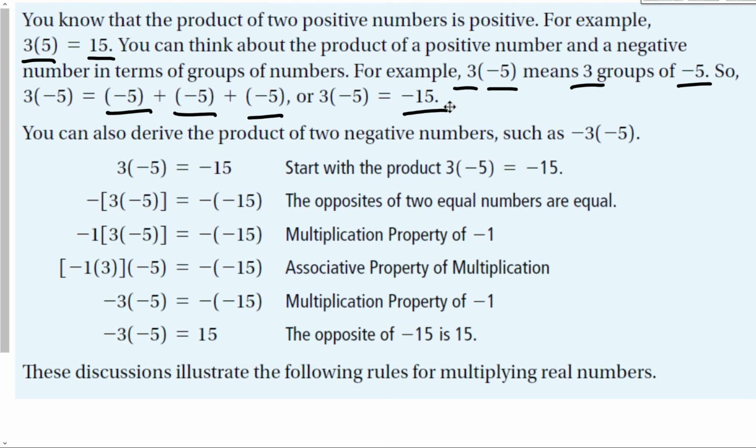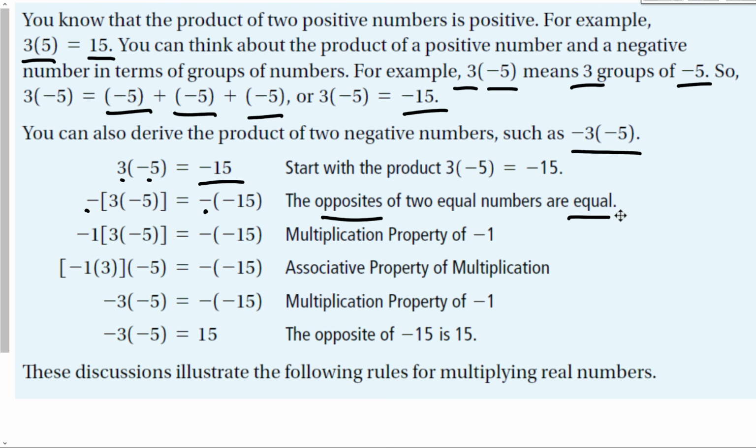And we can prove this by using our general rules of real numbers. So we can say that 3 times a negative 5 is a negative 15. Okay. Now we're going to do the product of two negative numbers. Okay. So we can take the opposite of both sides. Right. We're allowed to do that. The opposites of two equal numbers are equal.